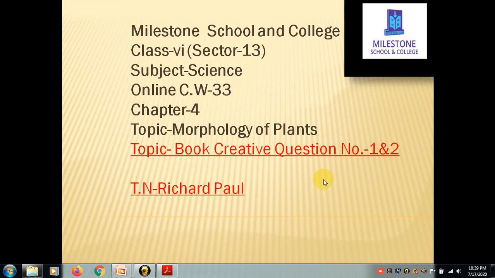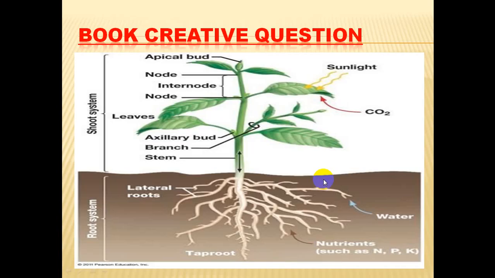My dear students, just see what you have here. This is the book creative question answer. First of all, we will see the structure of a plant. This is the structure of a plant. See the upper portion of the plant: the apical bud, and node, then internode. And this is leaves, axillary bud, branch, stem and roots.